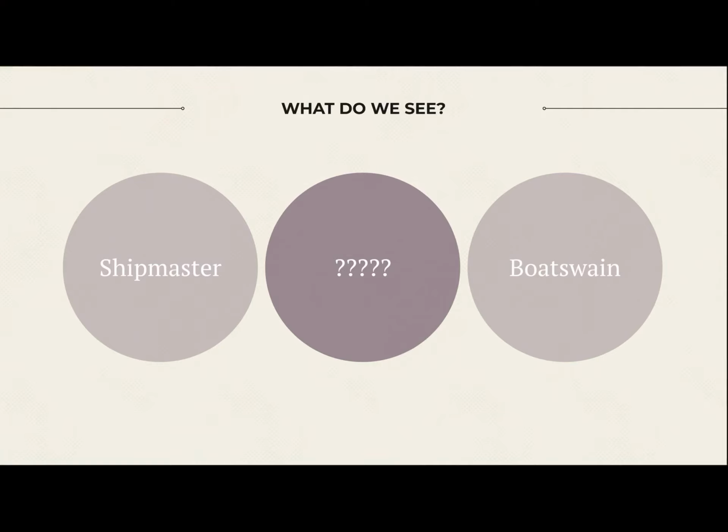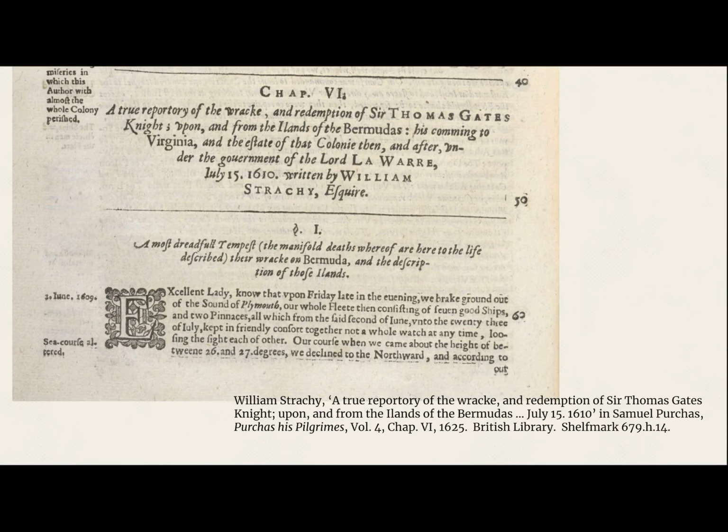It's a novel plot. However, that doesn't mean that Shakespeare wasn't using sources. And these sources help us to see the storm, which is why I'm bringing them up. So the first of these sources is a letter written by William Strachey in July of 1610. This is the year before The Tempest was first performed. Now, it wasn't published until 1625, but I'll talk with you about that more in just a moment.